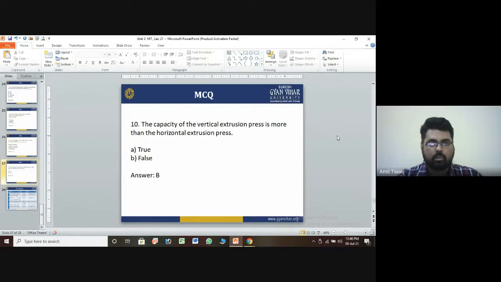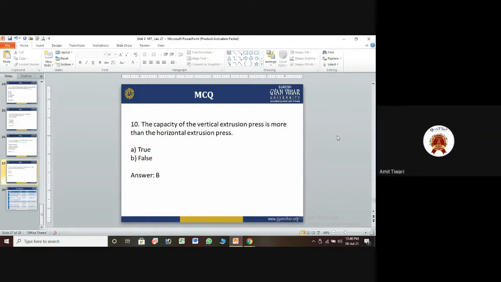And the last question: the capacity of the vertical extrusion press is more than the horizontal extrusion press. The options are A true and B false, and the answer is B. Yes, it is false that the capacity of the vertical extrusion process is more than the horizontal extrusion process.